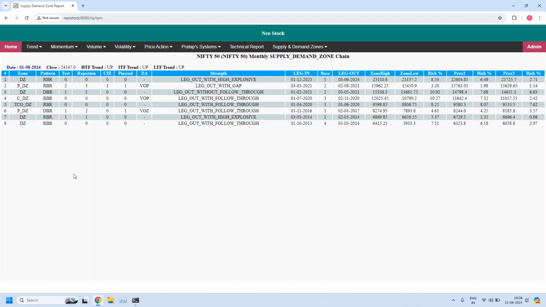This is the monthly supply demand zone chain. The points you should remember: the zone column is having high liquidity zones, you can verify, and if the pierced count is more than 0, that means those zones are pierced, so you can ignore those stocks. And this is the test count if you want to verify any of the zones.